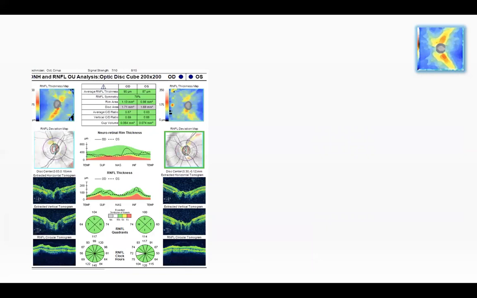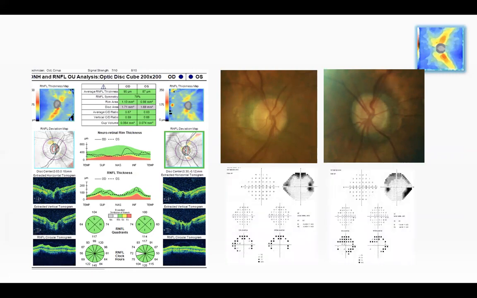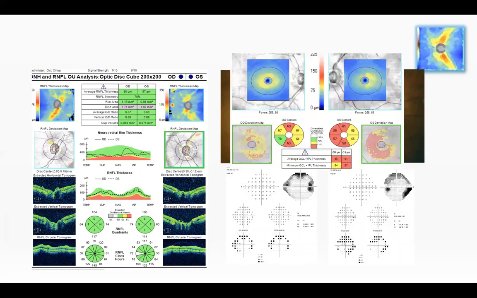Another patient, this is a glaucoma patient, but RNFL thickness looks very good. But when you look closely at the tomograms and the discs, you see that especially on the left eye there is cupping. When you look at the visual fields, there is damage. When you look at the macula, there is damage. This is the green disease artifact.